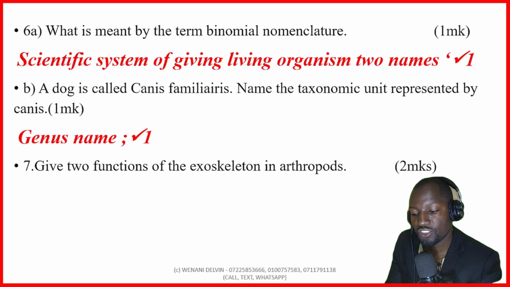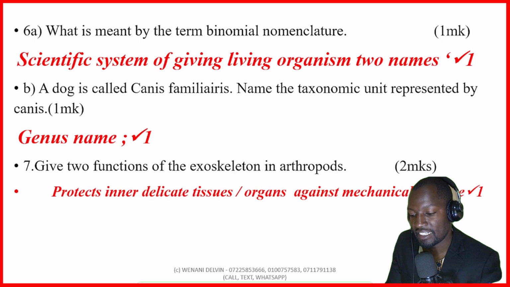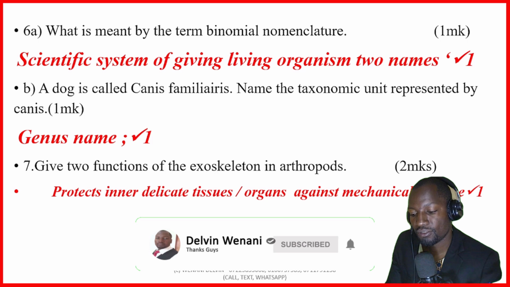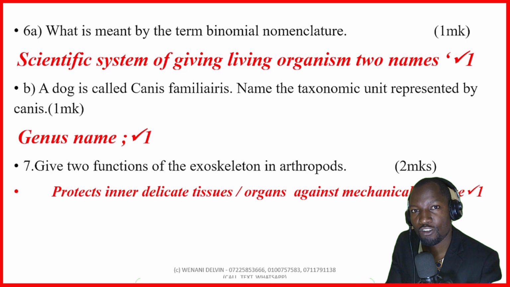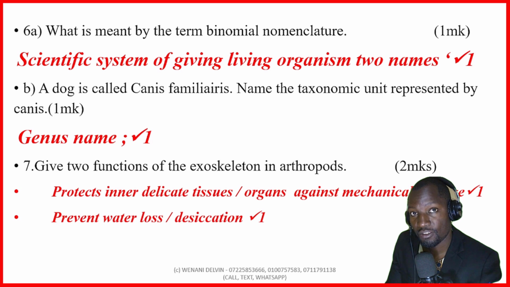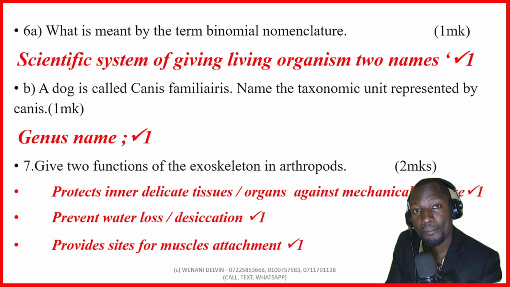Give two functions of the exoskeleton in arthropods. Now, one is to protect the inner delicate tissues and also those organs against what we call mechanical damage. And number two is to prevent water loss, or what we call desiccation. And also it provides sites for muscle attachment.